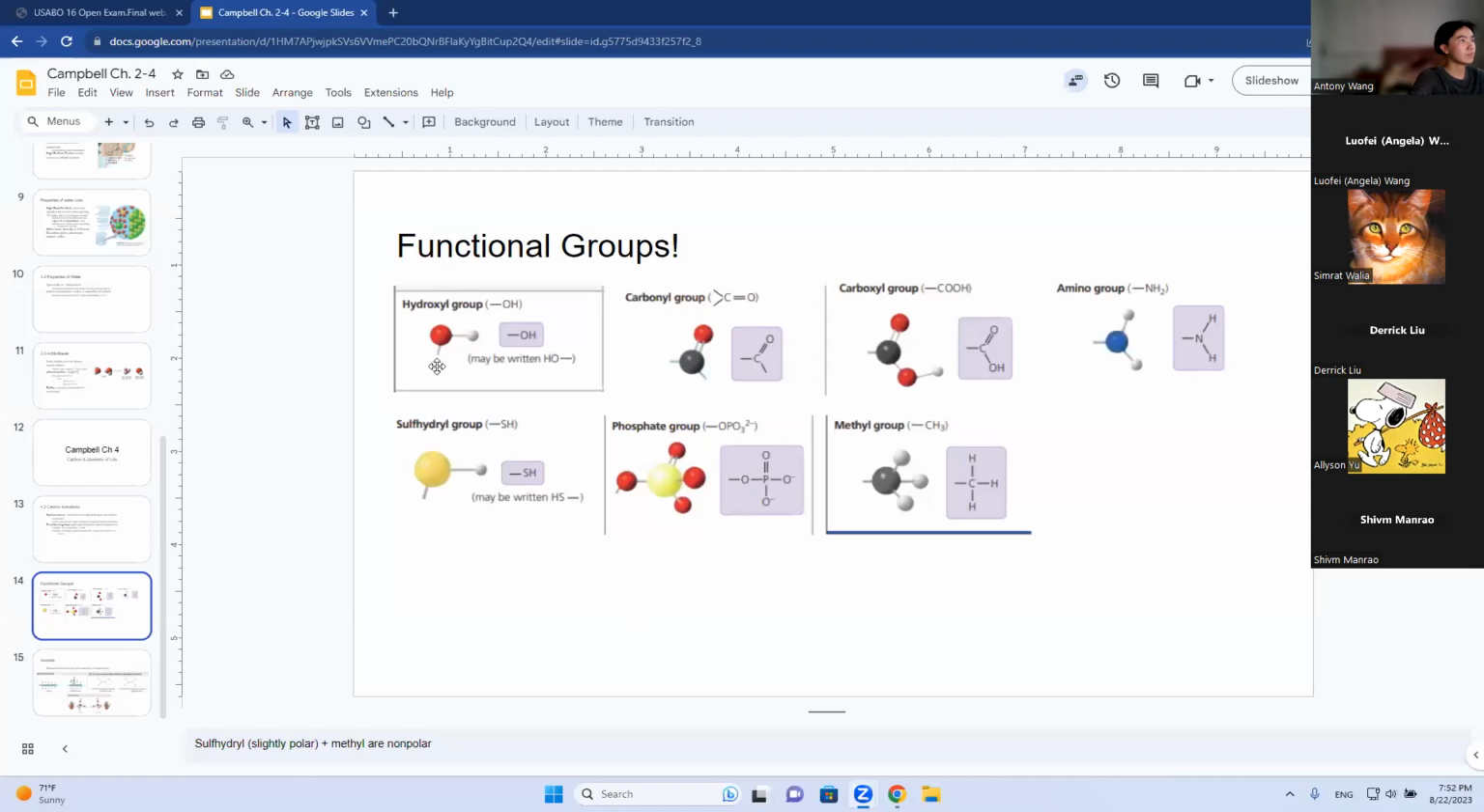Okay, I probably need to show it to you. Yeah, methyl groups. I'll show you the screen again of all the functional groups. Methyl and sulfhydryl are like the least polar ones. Methyl is nonpolar. Sulfhydryl is barely polar. Look at the bolded names. Run them through your head.